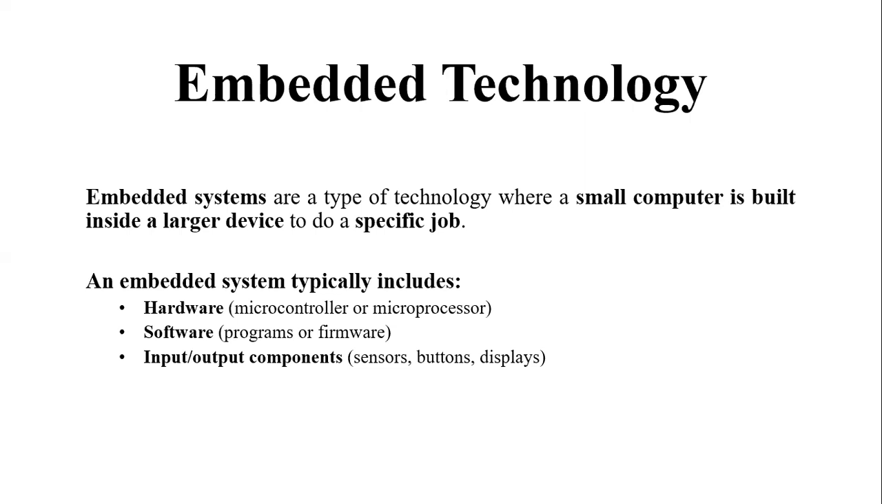Is it clear or not? Give me confirmation. To design embedded systems, you require these three things: hardware, software, and input and output components.